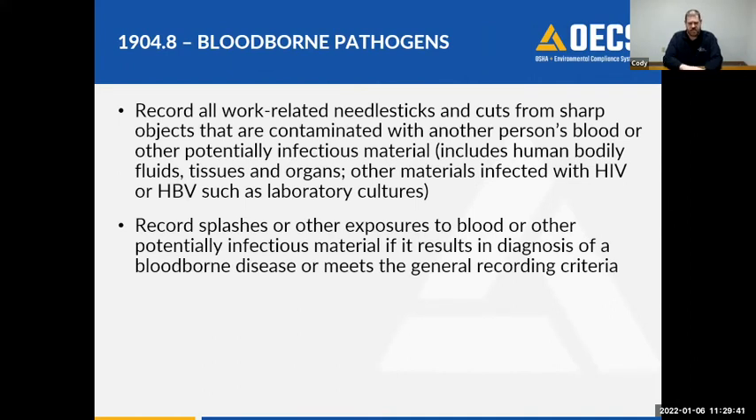Another big one is bloodborne pathogens. I know a lot of industries and businesses out there don't have a high risk with this, but if something were to happen and somebody got stuck or cut or came into contact with blood or other potentially infectious material, make sure that goes on the OSHA log. Make sure that you're documenting that and taking care of that individual with the follow-up treatments or other testing that may need to be done in those situations. Like I said, most industries don't have a high risk, but if it does happen, just make sure we're recording that on those logs.